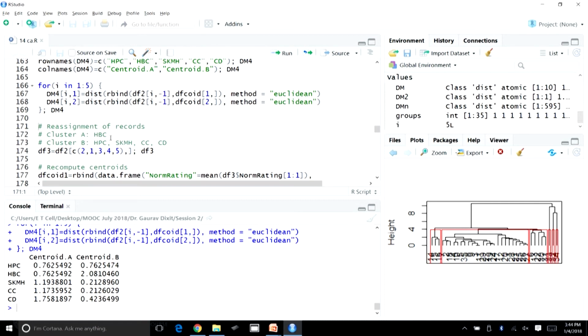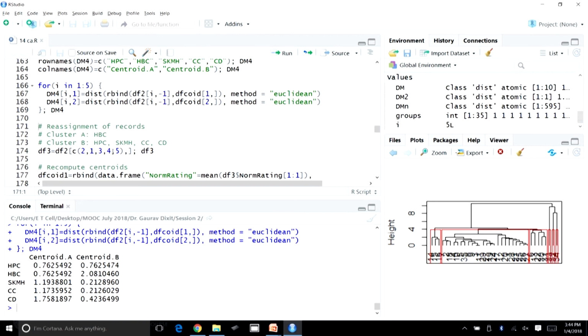Reassignment of records. Now, cluster A would be left with just one record, that is HBC, and cluster B will gain a record, that is HPC. Earlier it had 3 records, now it will have one more. So in total it will have 4 observations, and cluster A would be left with just one observation. So cluster A would be a singleton cluster, and cluster B would have 4 observations now.